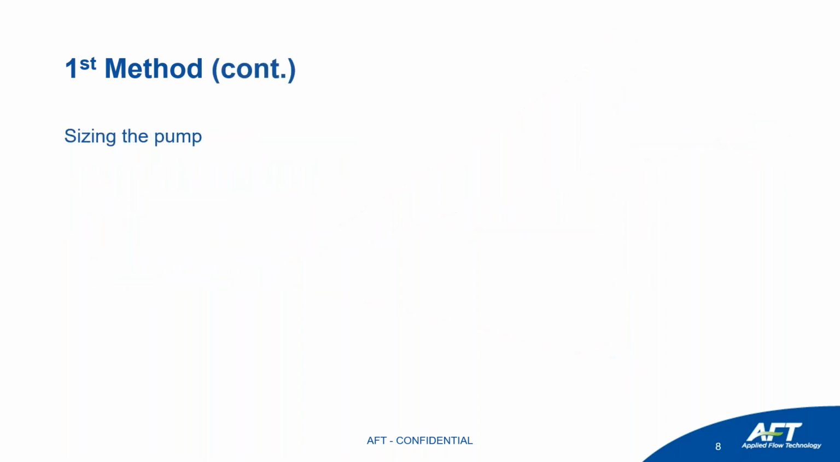So let's start by sizing the pump. First, we create 2 groups. One group of sprinklers with a K factor of 5 and one group with a K factor of 10. So we would have 2 sprinklers in this group and 1 sprinkler in this group.